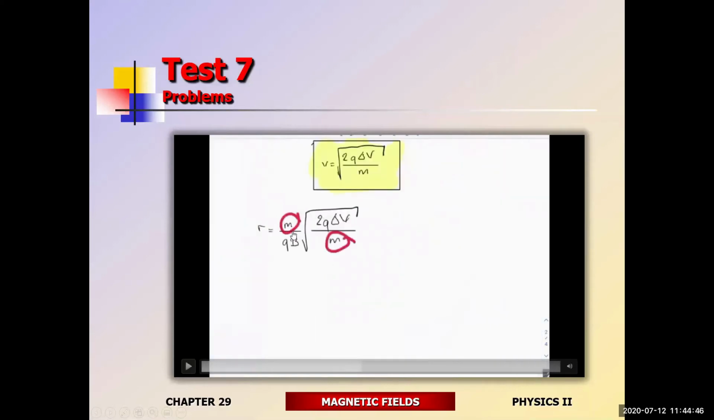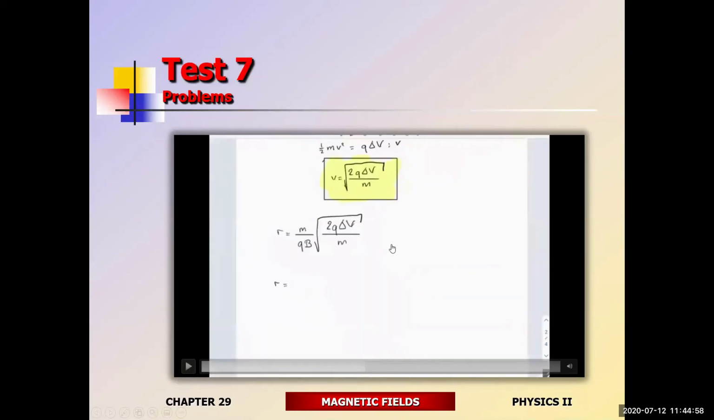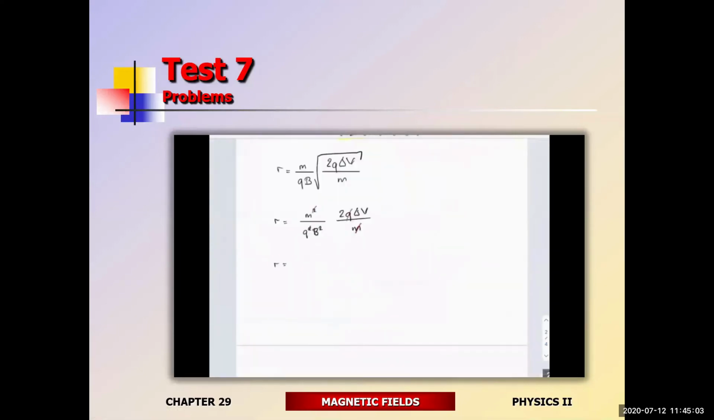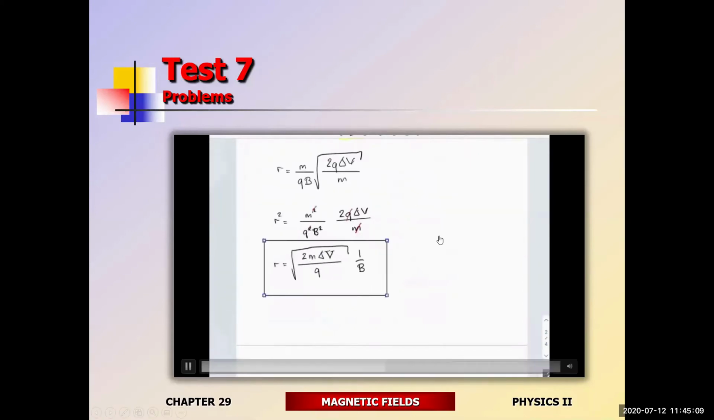All right, and notice that we've got a bunch of like terms inside the square root as well as outside. So get rid of the square root by squaring both sides first, get rid of the like terms, and then take the square root of both sides. That's it. The final expression has everything given. We know the charge of a proton, the mass of a proton, the potential difference, and also the strength of the magnetic field.